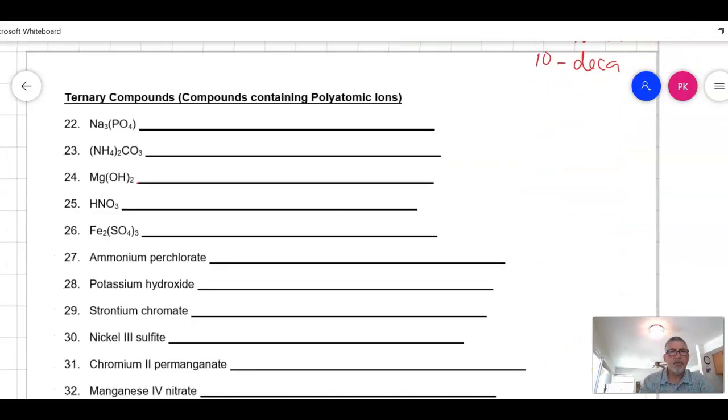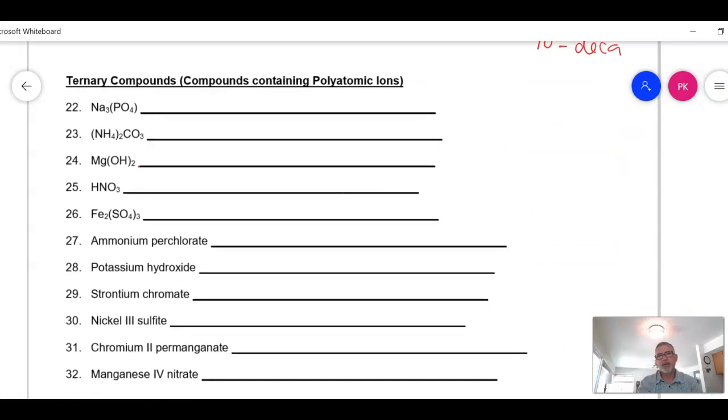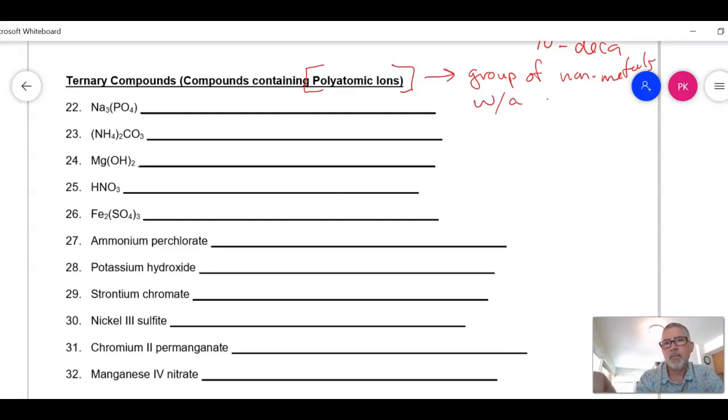Now we come to what are called ternary compounds, or things that include polyatomic ions. Now remember, a polyatomic ion is a group of nonmetals with a charge.